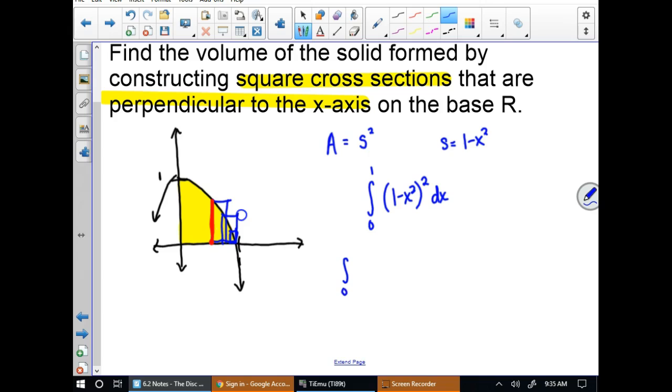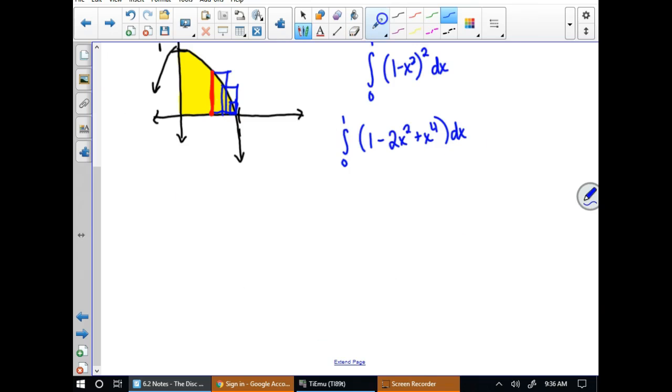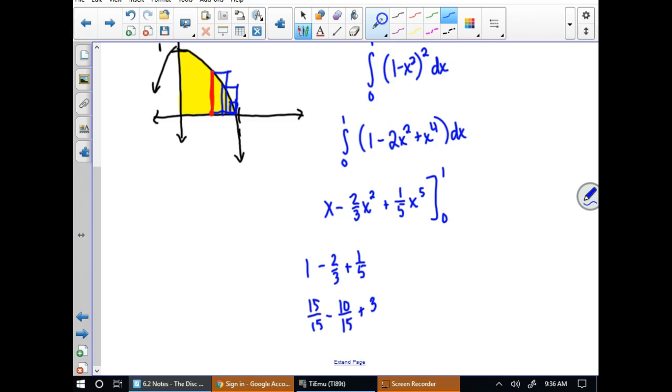So here to integrate this is not too bad. We've got 1 minus 2x squared plus x to the 4th if we multiply that out. And then when we integrate, we don't need the integral symbol anymore. We'll have x minus 2/3 x cubed plus 1/5 x to the 5th, from 0 to 1. So we'll get 1 minus 2/3 plus 1/5. So 15 over 15 minus 10 over 15 plus 3 over 15 is going to give us 8 over 15, and that would be units cubed.